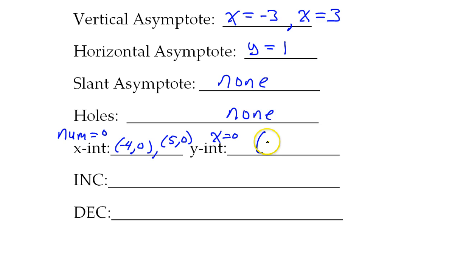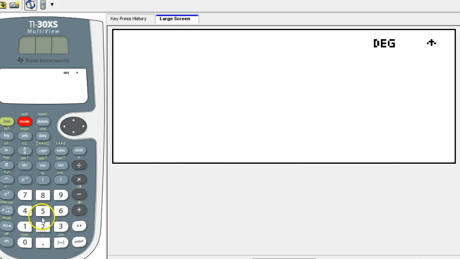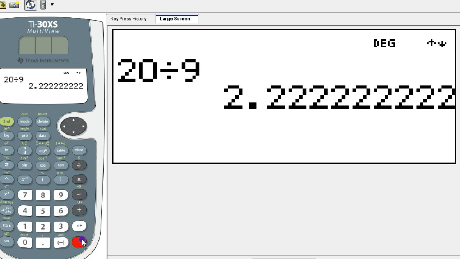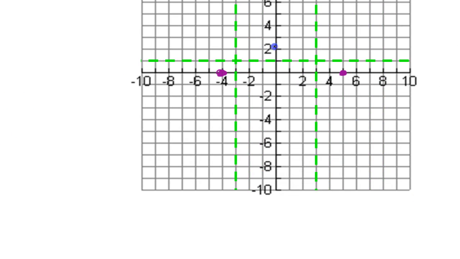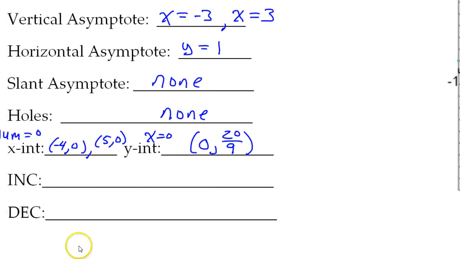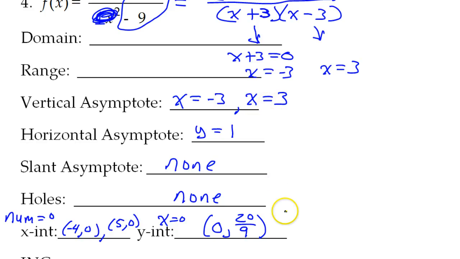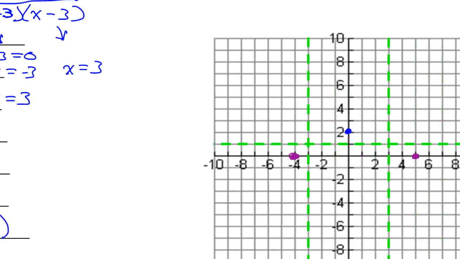Okay, it's 0 comma 20 over 9. Might as well look at the decimal form of it. 20 divided by 9 is 2.2. So you have a y-intercept at 2.2, and that'll be right about here. Okay, all those points are very helpful. So now it's time to make a chart, see what we're dealing with.